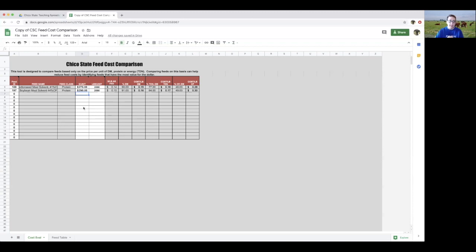And this is just a quick and easy tool. You can compare energy feeds, protein feeds, a variety. So that's kind of just a tool to help find out which one's the cheapest source and use as a reference point.